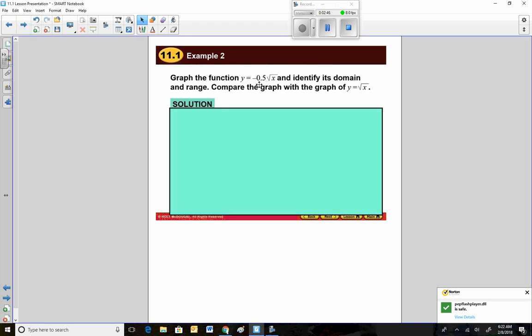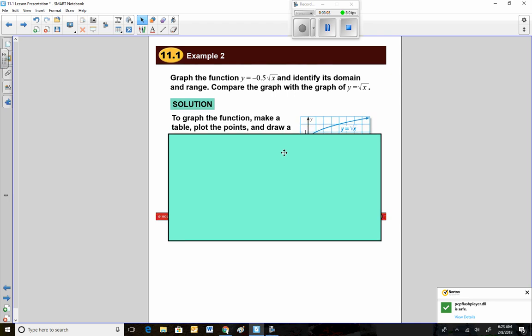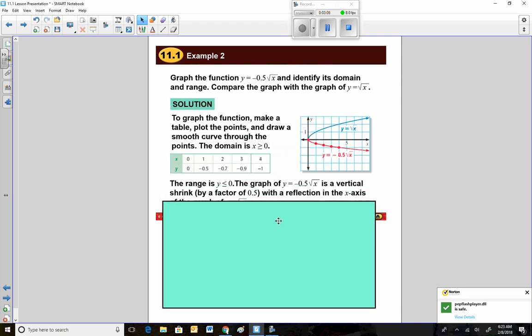All right, what happens if we get negative? What would that do on all of our other ones? Well, if you guessed reflect over the x-axis, you're correct. And then the 0.5, instead of getting closer to the y-axis, cuts it in half, which is going to cause it to get closer to the x-axis. So look what happens here.